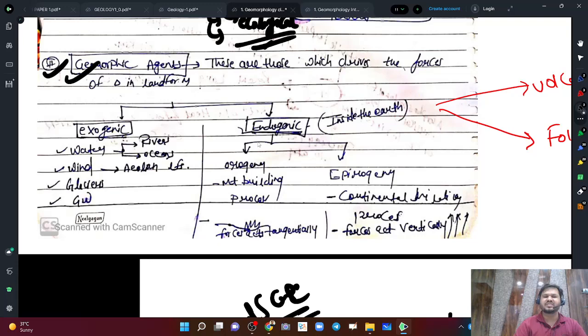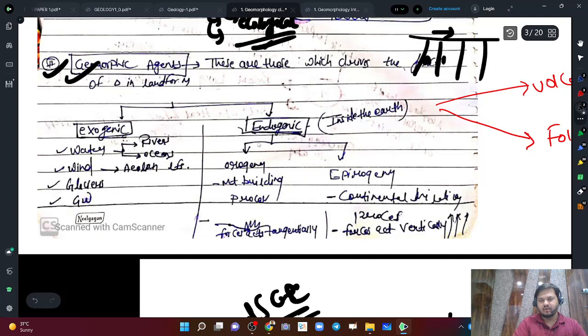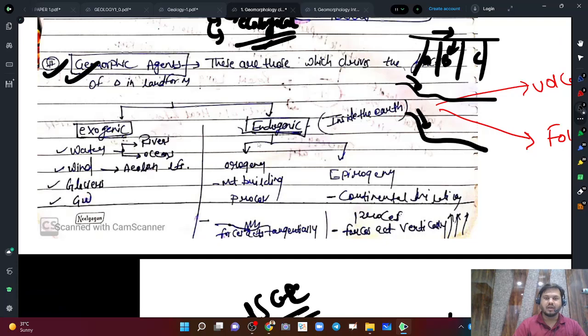These are those agents which drive the forces of changes in landform, right? Suppose we have a landform, a waterfall. Initially it was a flat terrain, right? And there were vertically different rocks inside the earth, and this was a soft rock, and somehow a waterfall developed, and with time this waterfall got even steeper and it became a real waterfall. Something like this happened. So there are certain agents, certain forces which are changing this landform.